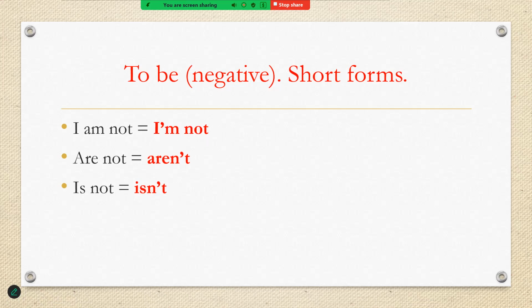When we want to make a full form shorter, to make a short negative form of the verb to be, we need to join am to I. I'm not. Are not, aren't. Is not, isn't. It's very important to remember these forms. So write them down and try to remember.